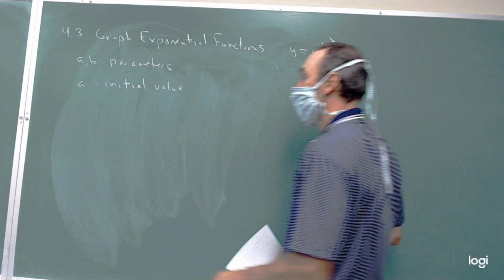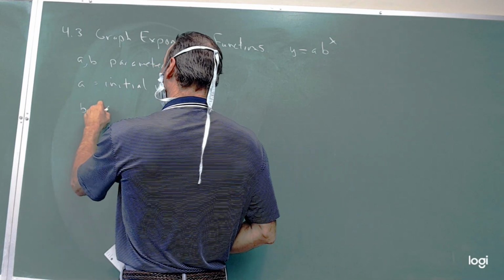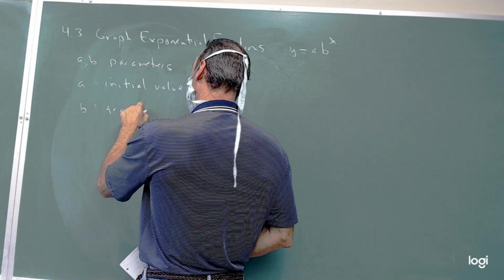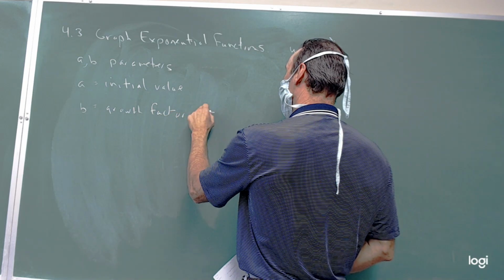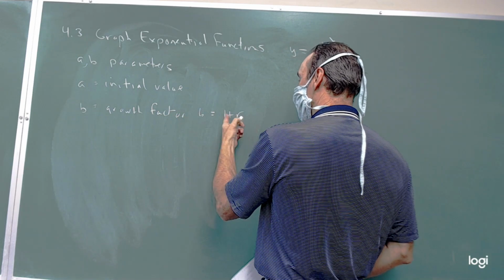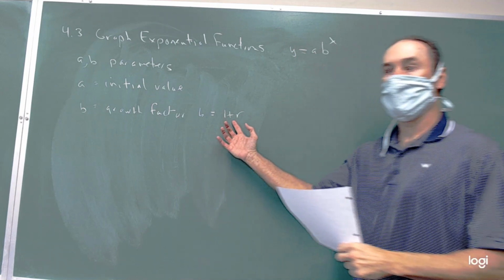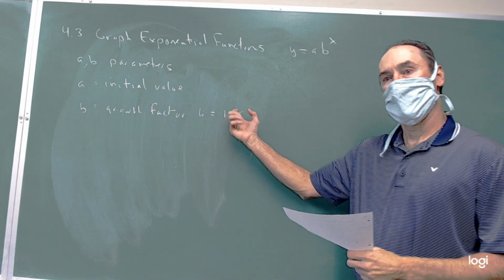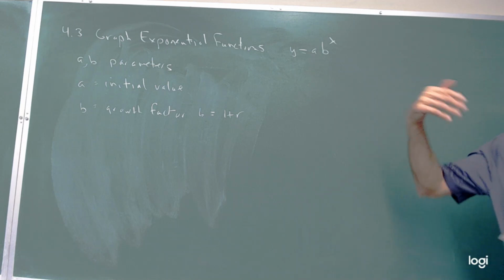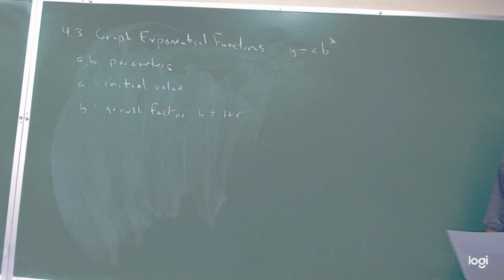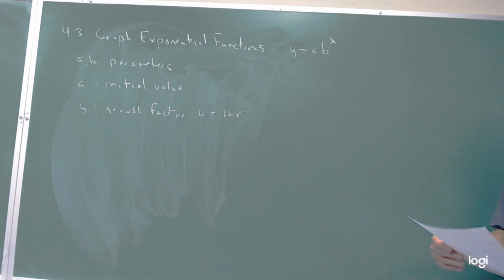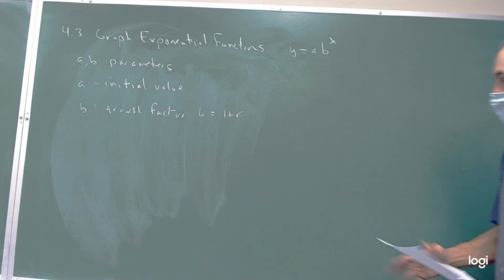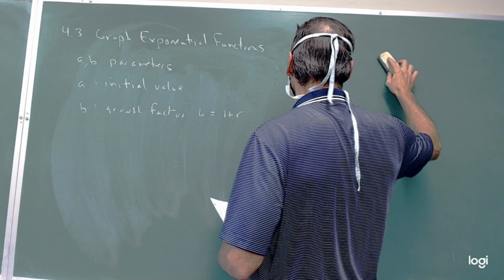And the b, we call that a growth factor. And we know that it holds within it our 1 plus r. If the r is negative, so if b is less than 1, then it's a decay, it's going to decrease. And if the r is positive, or the b is bigger than 1, then it's going to be an exponential growth function.